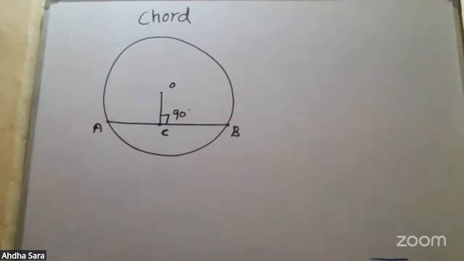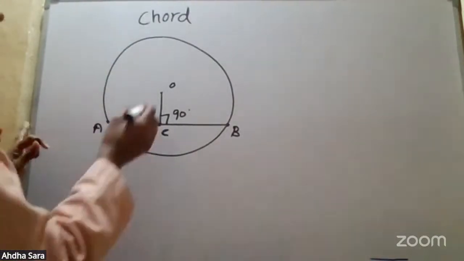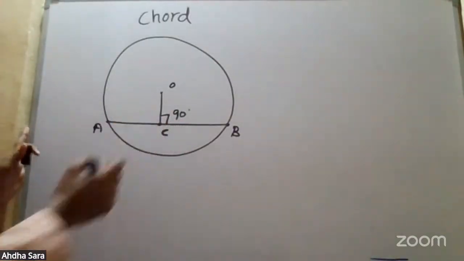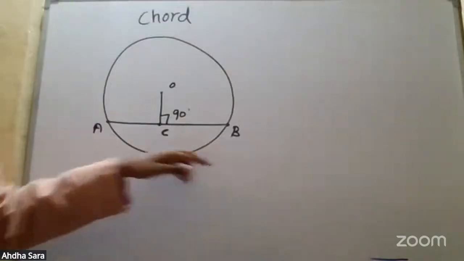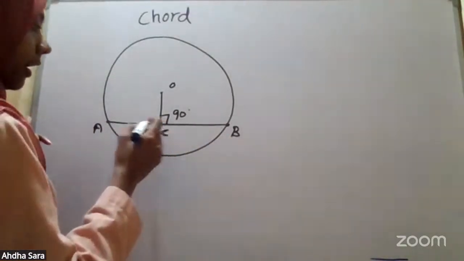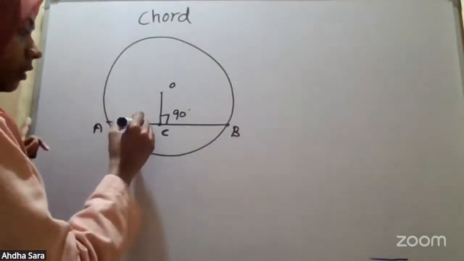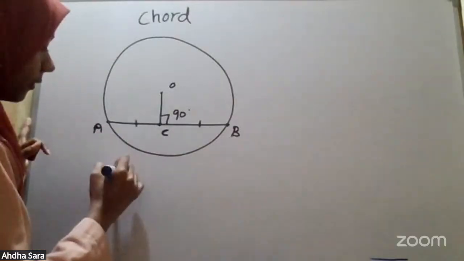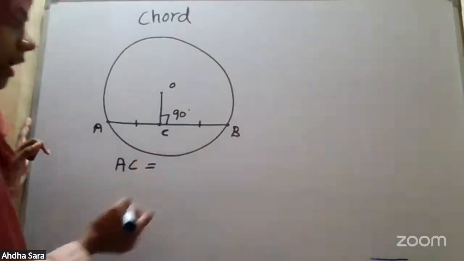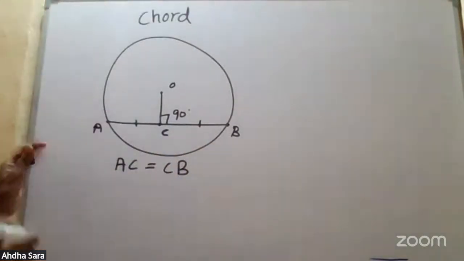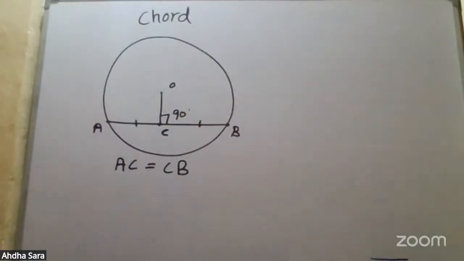And the converse of this theorem is the perpendicular drawn. The perpendicular drawn to the chord AB will bisect the line AB at C. So, the length of AC becomes equal to the length of CB. So, this is the theorem that comes under chord.